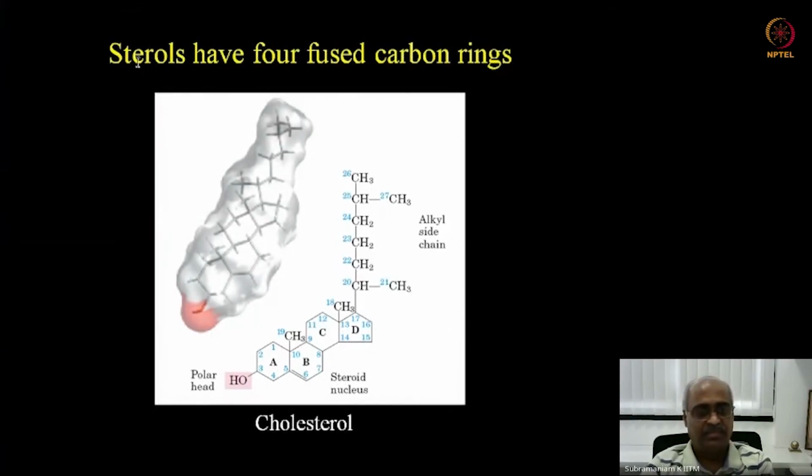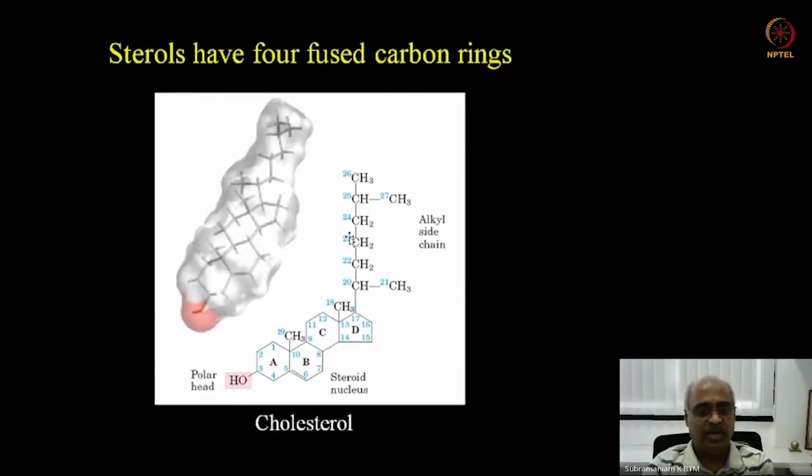And the basic structure of sterol is the presence of these 4 rings. This is the cyclopentano-phenanthrene ring. So these 3 benzene rings attached in this fashion are what we call phenanthrene, and this is cyclopentano-phenanthrene.